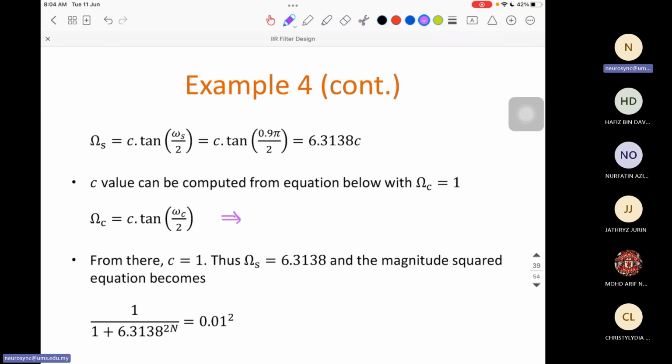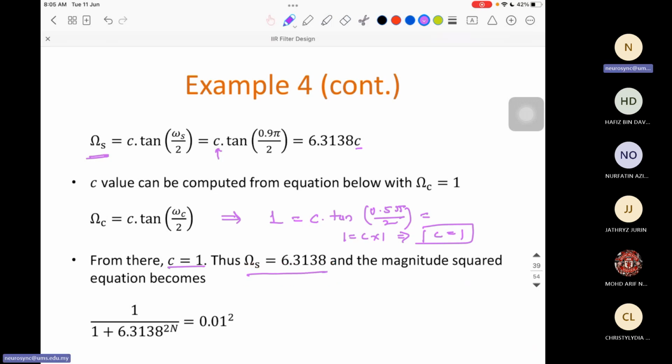I can write 1 equal to c into tan of 0.5 pi by 2, which is equal to tan of pi by 4, equal to 1. So you will get 1 equal to c into 1, which means c equal to 1 after calculation. So here you got c equal to 1. Now you can put the value of c here and you will get the value of capital omega s. Since c equal to 1, omega s is equal to this 6.3138.